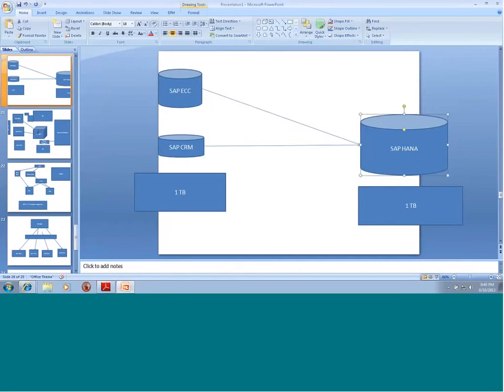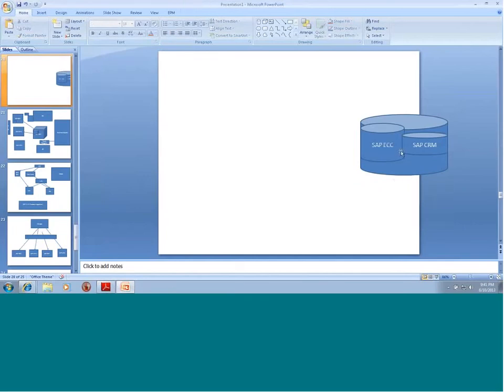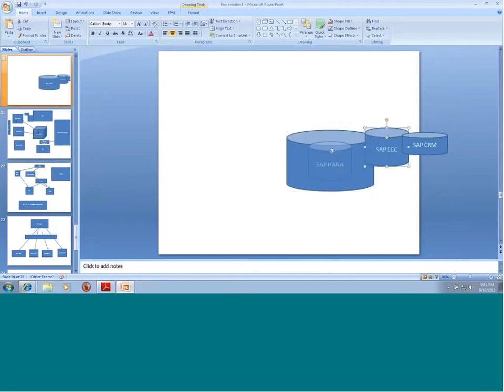But instead of doing that, what if SAP ECC sits within HANA? What if SAP CRM sits within the HANA database? I am not duplicating the data. There is only 1 terabyte of data, and that is sitting in one place. I don't have to do any ETL processing because the data is already within my HANA database. And since HANA database uses an in-memory computing engine, I can store the data in such a way that it is extremely fast for me to do reporting.